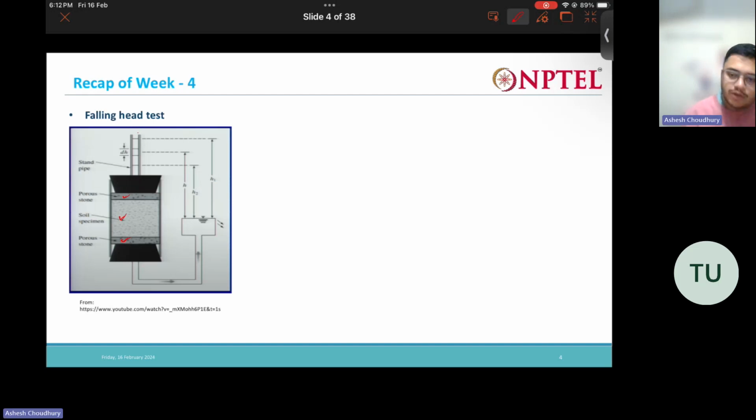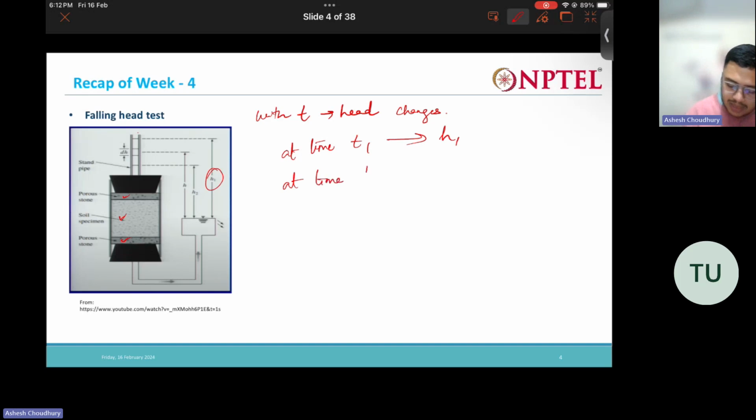Then, instead of maintaining a constant head h, here what happens is that with time the head changes. With time, the head is actually falling. At time t1 the head was h1, and as you start the experiment, after some time has elapsed, at time t2 the head is h2. So the head is falling from h1 to h2. So there is a head loss.